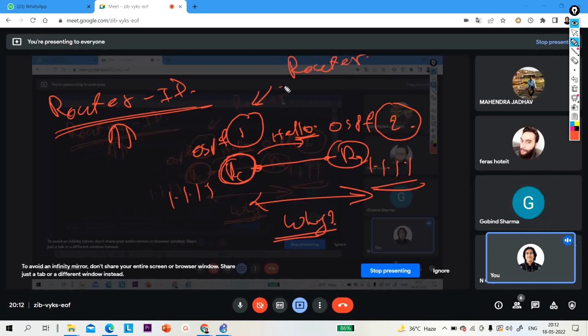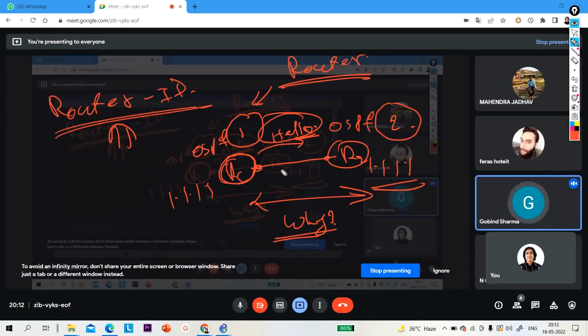R2 will check the router ID, and the router ID must be unique, right? So R2 will come to know that my router ID is 1.1.1.1 and I am receiving a hello message with the same router ID. This router will not accept this hello message. It will drop it. They will not form neighborship, and there will be an issue with reachability.